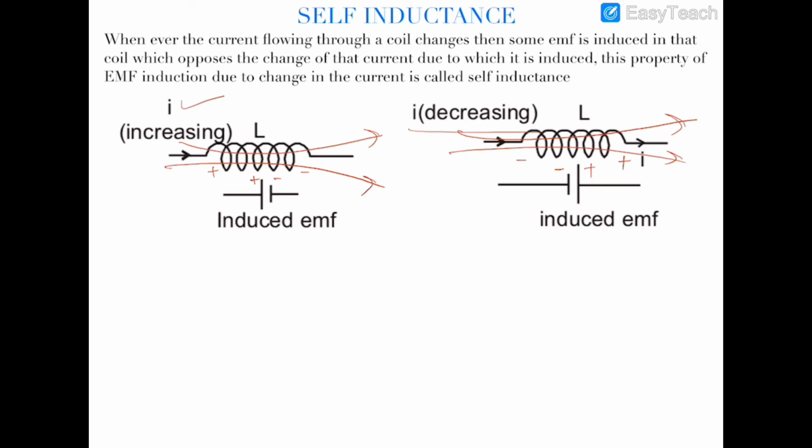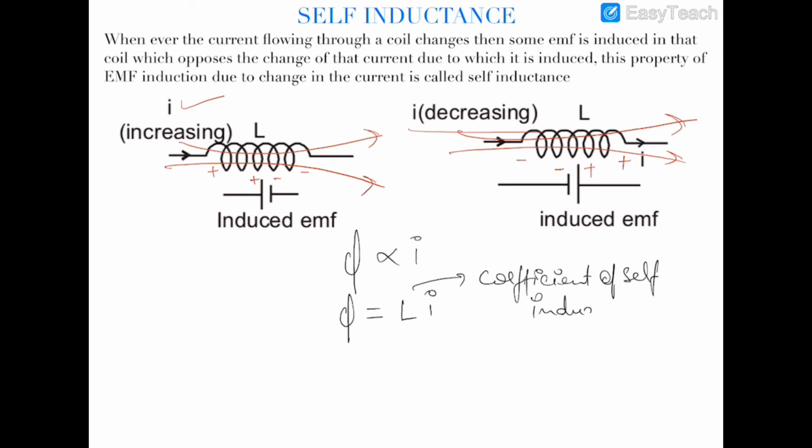Now, this flux which is linked with this inductor coil is also proportional to the current, and this flux is equal to L into I, where L is the coefficient of self inductance. I will also tell you why this word self is used. So I will tell you this after this derivation.